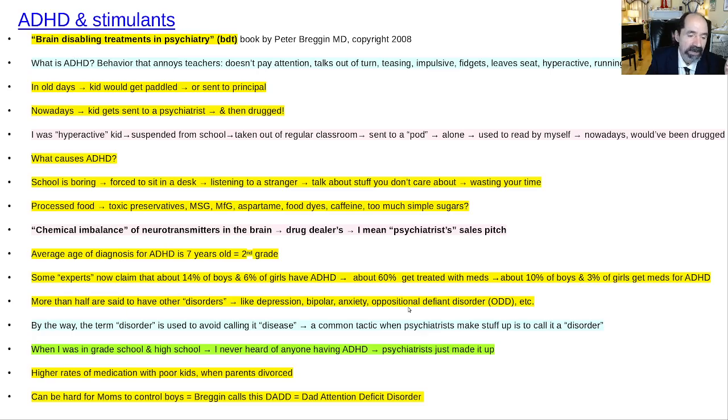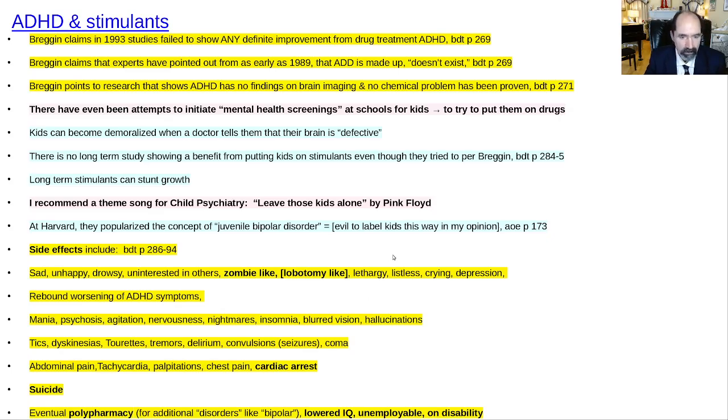You've got higher rates of medication for attention deficit in poor kids and when the parents are divorced. So the psychiatrist, Dr. Breggin, thinks it's because kids lack attention from their dads. They're more likely to goof off in school. I don't know, maybe they're just bored. It's another way to kind of subjugate and control the poor and lower their IQs. Breggin says that 1993 studies failed to show any improvement from treatment with ADHD.